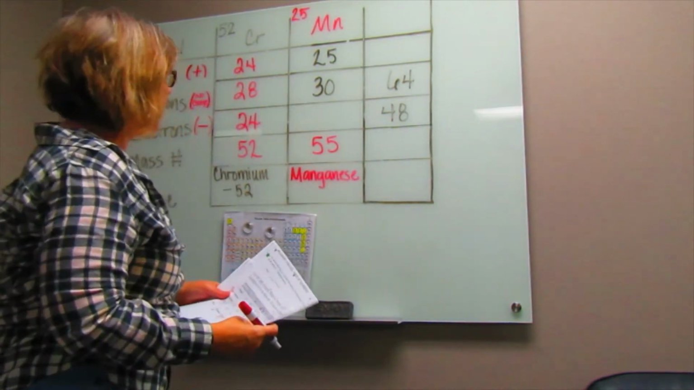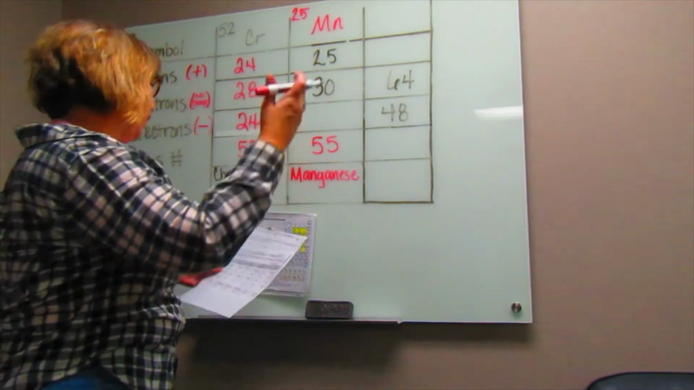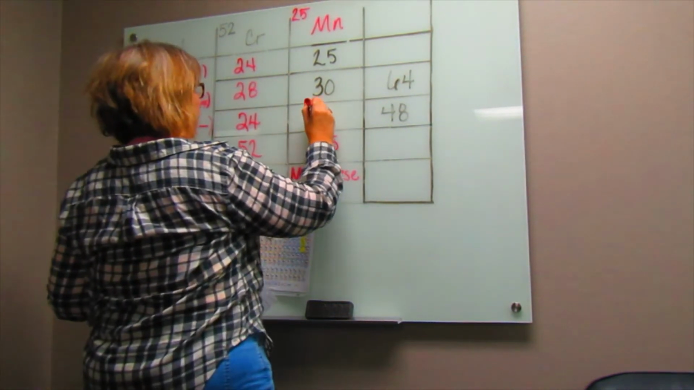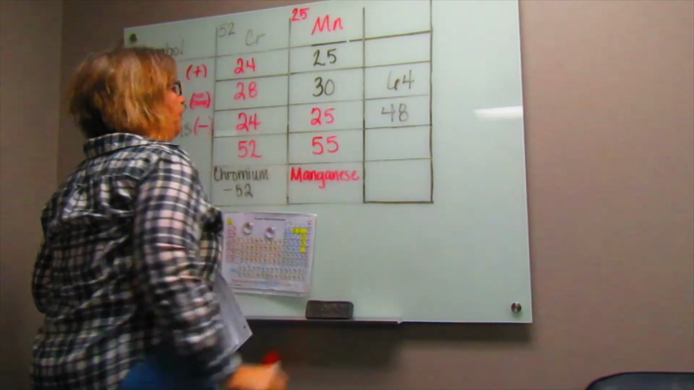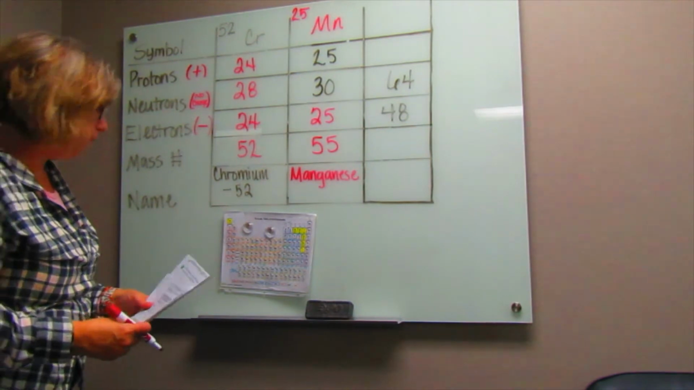Okay, so now I can take my information here and say, well, I know that my protons and my electrons are the same. So for manganese, we have 25 electrons. And so this column is complete.